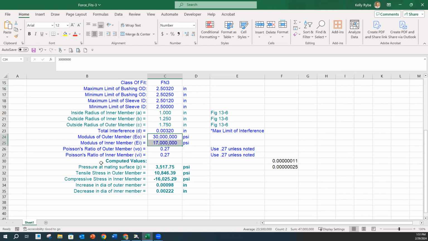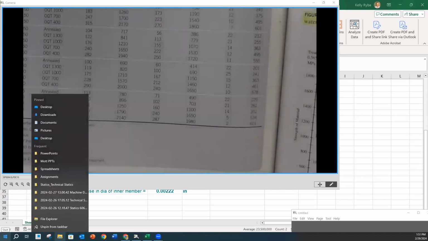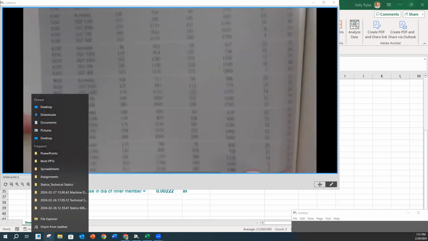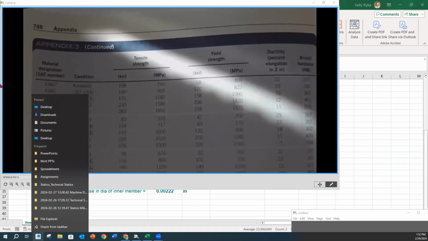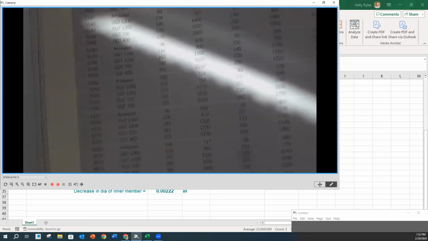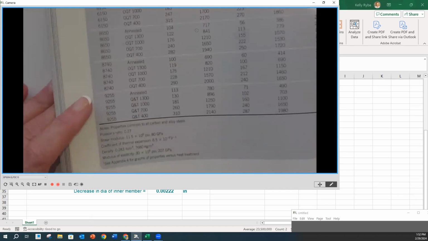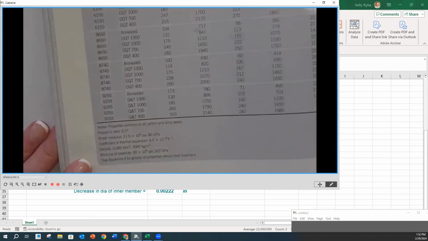So if you go to appendix 3, I'll go back underneath my camera here. If you go to page 788, appendix 3, and you go all the way down to the bottom of the chart, it says down here, modulus of elasticity is 30 times 10 to the 6th PSI, because these are all steel.